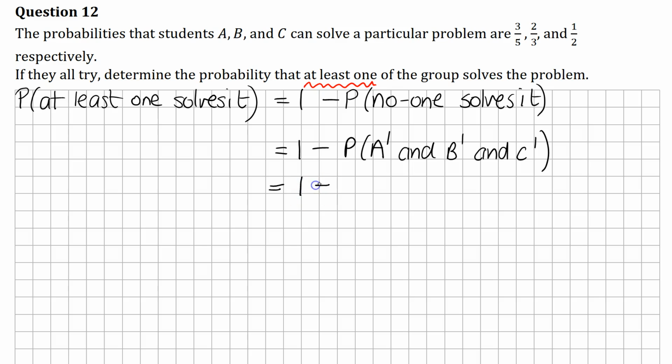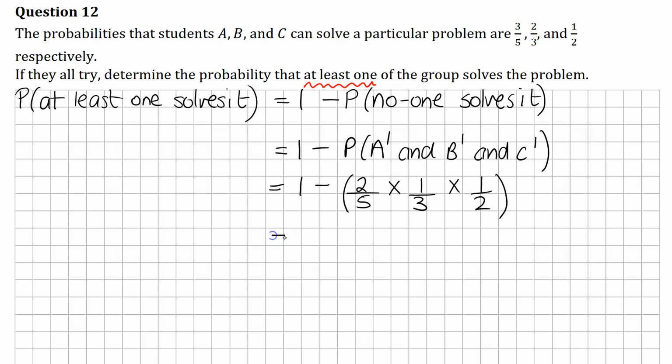So that will be 1 minus A not solving it, which will be 2/5 because it's 3/5 that he does solve it. B not solving it will be 1/3, the complement of what's there. And C not solving it will be a half. Now notice these figures are the complements. So for A, it's 3/5 for solving it, so 2/5 for not. For B, 2/3 for solving it, so 1/3 for not. And for C, the last person has a 50-50 chance, so that's obviously a half in either direction.